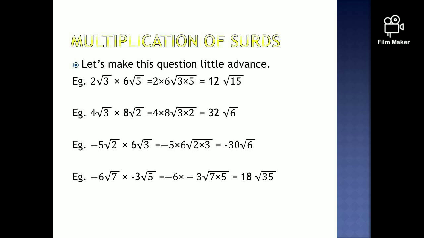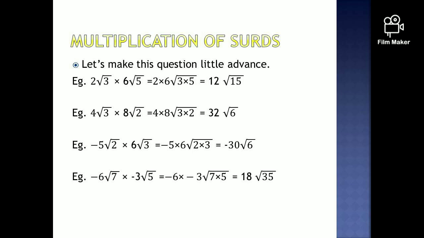If you want to multiply minus 5 root 2 with 6 root 3, how is it supposed to be done? Multiply the terms outside the square root separately and the terms inside the square root separately. Minus 5 into 6, the terms outside the square root. And 2 into 3 within the square root. With that you can write minus 30 root 6, where minus 5 into 6 is minus 30 and 2 into 3 is 6.